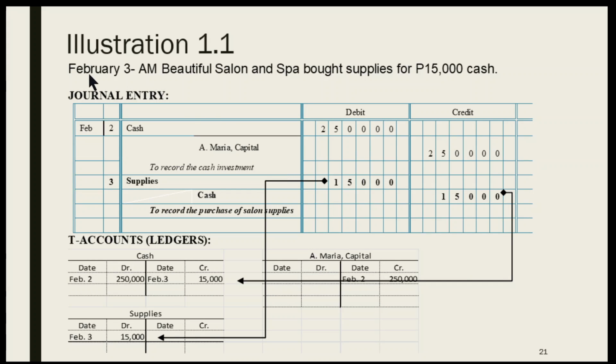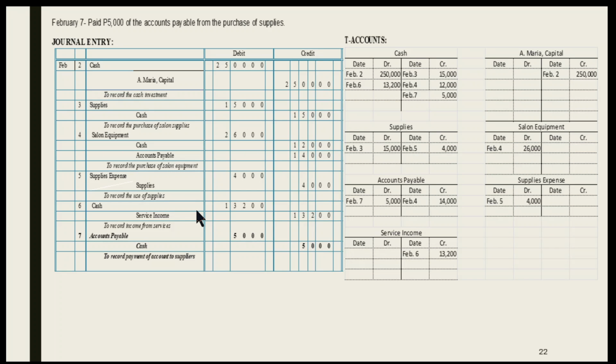Okay, another example. On February 3, AM Beautiful Salon and Spa bought supplies for 15,000 cash. So the debit to supplies would go to the debit side of the supplies T account, and the cash would be credited on the credit side of the T account of cash. There are several journal entries, and you would also need several T accounts. If there are so many accounts that are used, it follows that there are so many T accounts also.